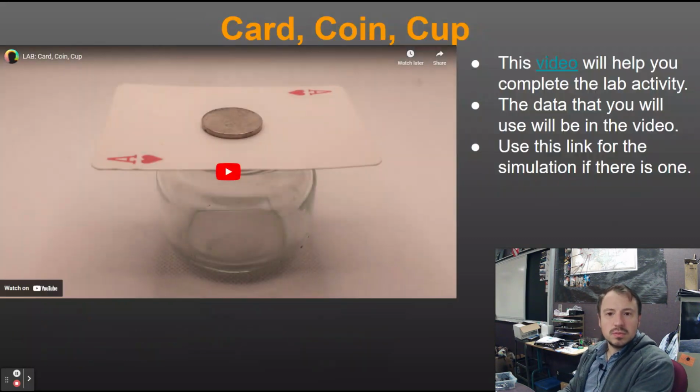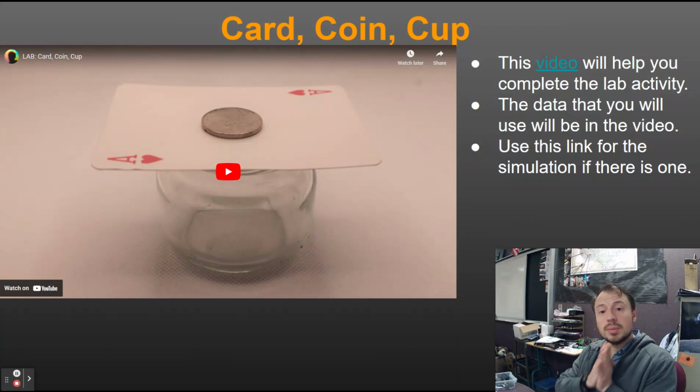So we did this lab. It's called card, coin, cup. You can do this one at home real easy. You just place a playing card on top of a cup, place a coin on top of that card, and you flick the card with your finger, and the card should slide out, and the coin should fall into the cup.